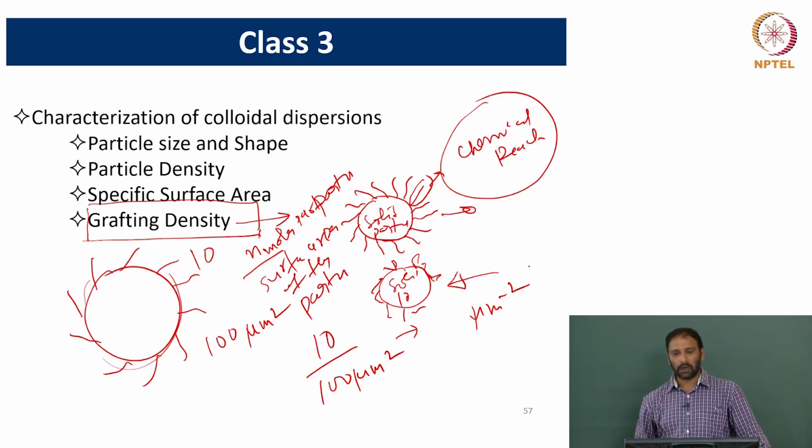We'll tell you a little bit about why this chemical grafting or physical adsorption is important as we go along, but at this point what is important is that there are particles which may have some long chain molecules on the surface, and one would be interested to know the number of molecules on the surface of these particles, and that is characterized by a quantity called the grafting density.